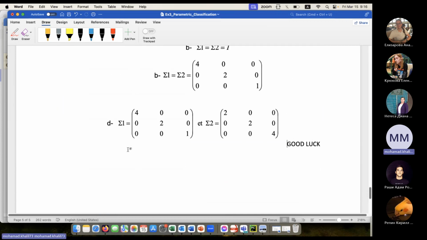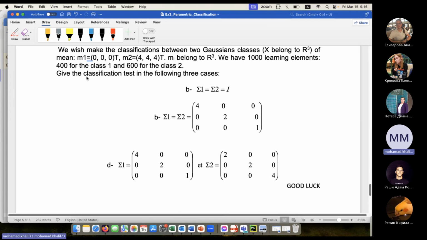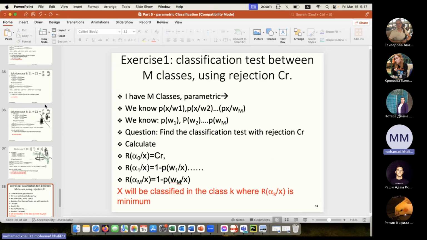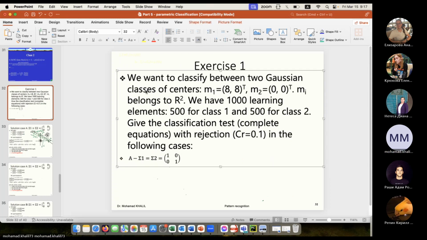No problem. I will go now to the class here. Save. Yes, the second exercise is here, in the presentation. Okay, exercise 2.